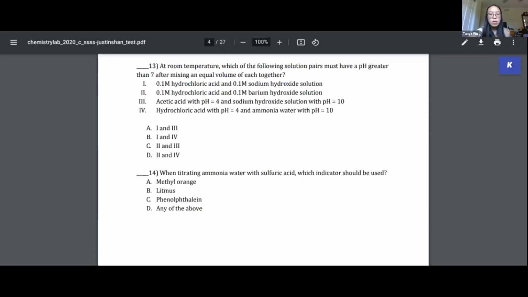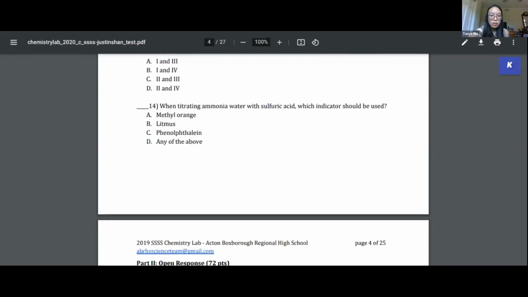But for D, HCl, that is a strong acid that donates 1 proton. So that's 10 to the negative 4th. And ammonia water, the pOH would be 4. So ammonia water is going to be basic, which means that it has to be.